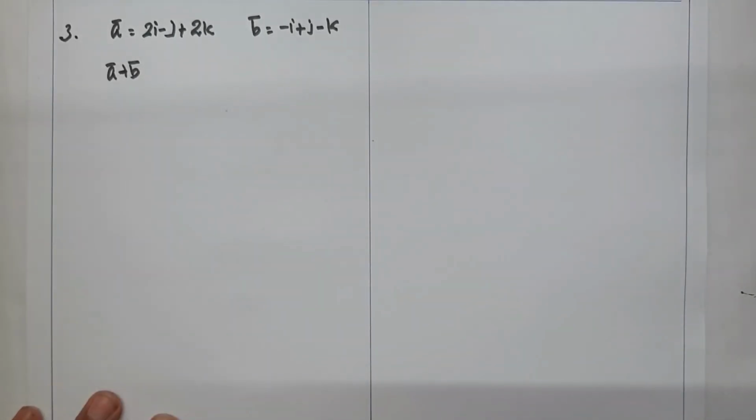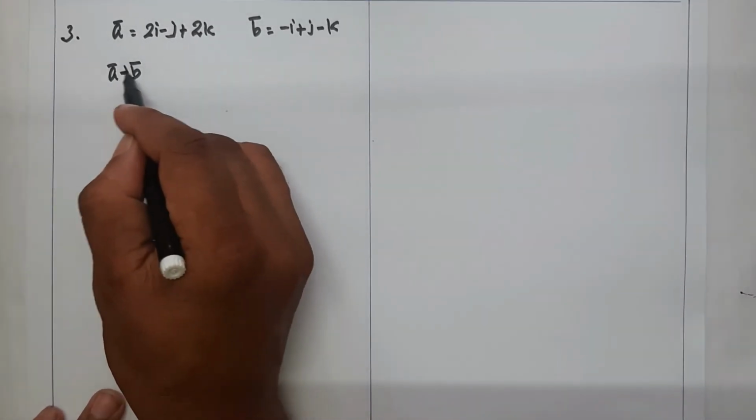Also find a vector in the direction of A plus B which has magnitude 5 units.